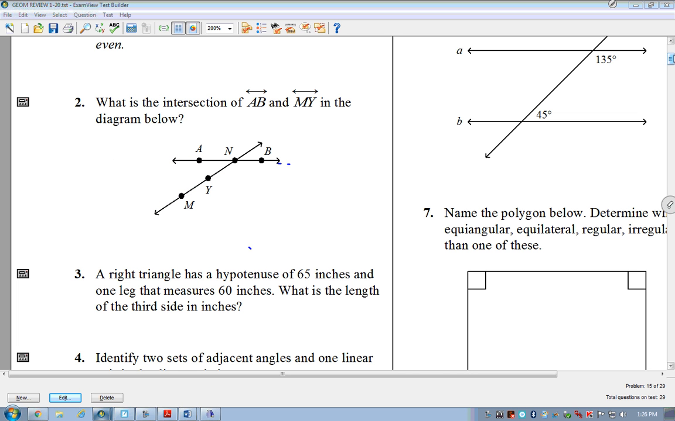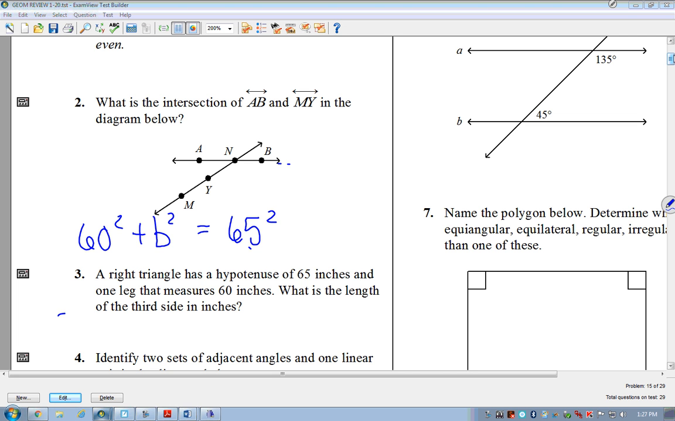3. A right triangle has a hypotenuse of 65 inches. One leg measures 60 inches. What is the length of the third leg in inches? This is simply the Pythagorean theorem, except we're solving for one of the legs, right? So setting that up, I'd get 60 squared plus b squared equals 65 squared, right? Okay, can you guys solve that from there?